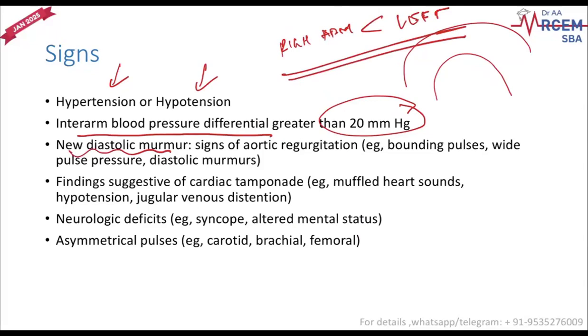A new diastolic murmur, that is the aortic regurgitation, I explained to you, can be present. Cardiac tamponade: most of the time they die because of the cardiac tamponade. The classical triad of distended neck vessels, hypotension, and muffled heart sounds can be present in these patients. Neurological deficits can occur, because the common carotid arteries basically give away the internal and external carotid arteries, which are the main blood supply for your brain. Asymmetric pulses can be seen, especially femoral, if you are comparing with that of the carotid.